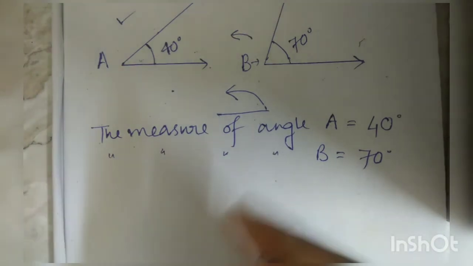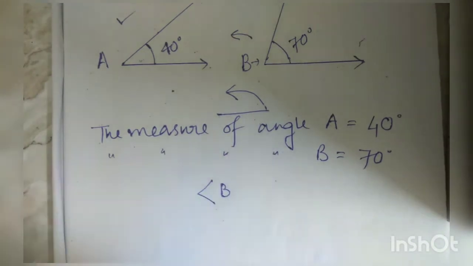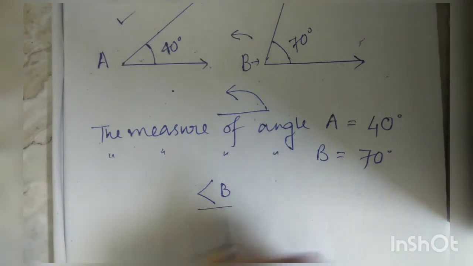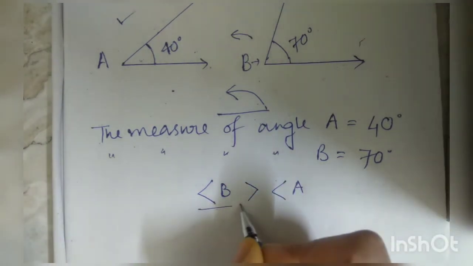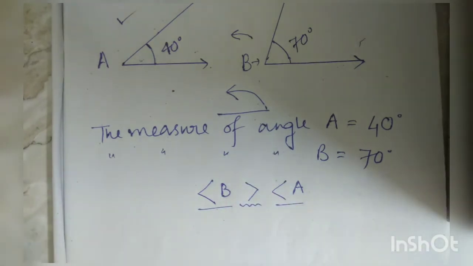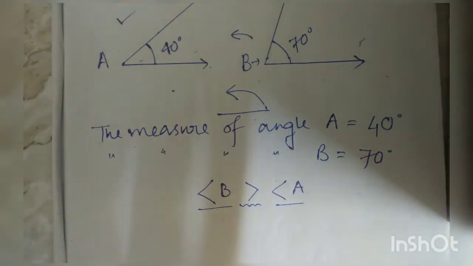Now see, the angle sign will be written in this way. We have written angle B in this way. Angle B is greater than angle A. In this way we can write. Now let's come to the next question.